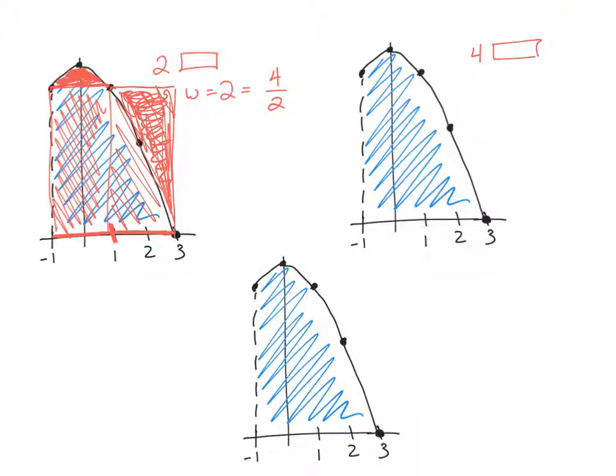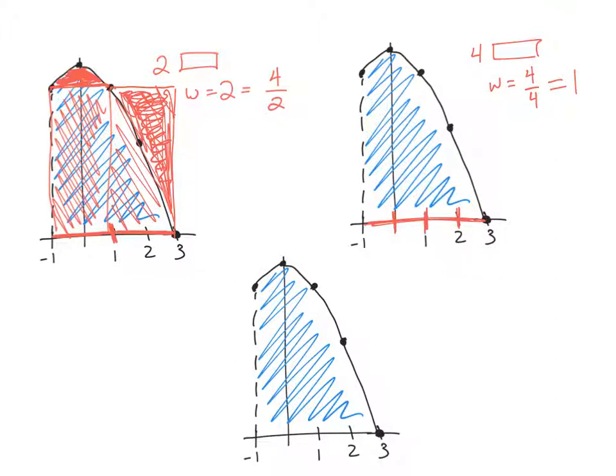When you increase the number to 4 rectangles, the width of each rectangle would be the width of the entire interval, which is 4 units, divided by the number of rectangles we want. So this would be 1. So each rectangle is 1 wide. So when we look here, we're going to divide this interval into 4 equally spaced intervals.